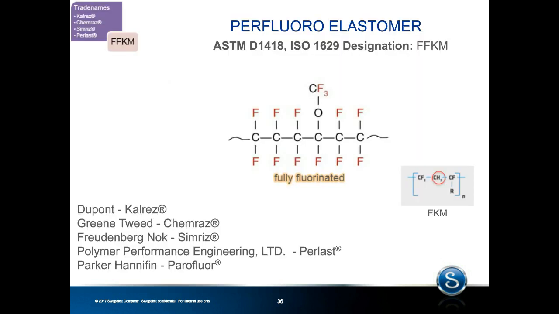So if we look at the chemical structure here of FFKM, and based on what we've learned so far about FKM and why it's such a great material for a higher temperature range and a broader chemical resistance, we can see that in the chemical structure of a molecule of FFKM we have near complete carbon to fluorine bonds. This is referred to as fully fluorinated when the only bonds present are between carbon and fluorine.